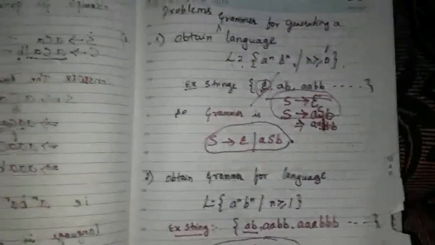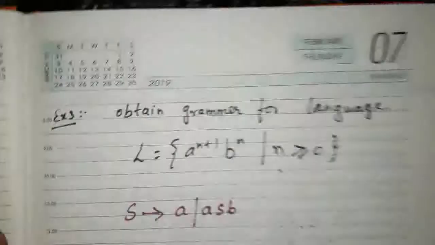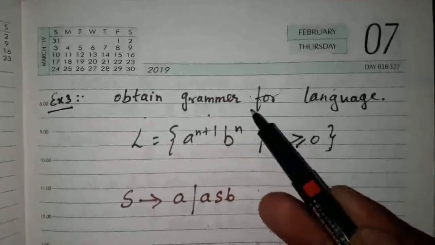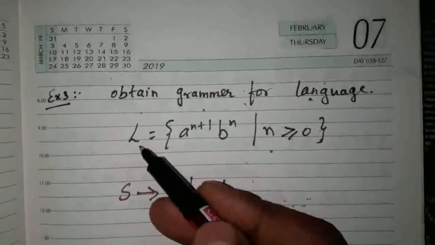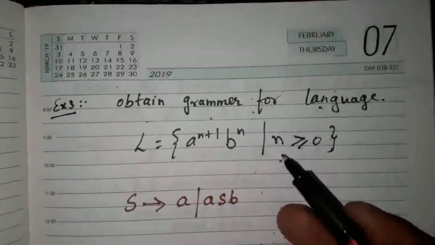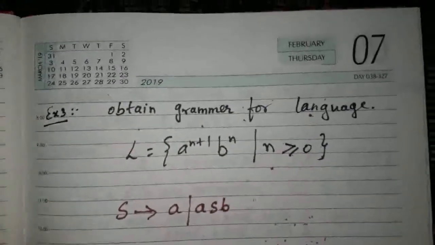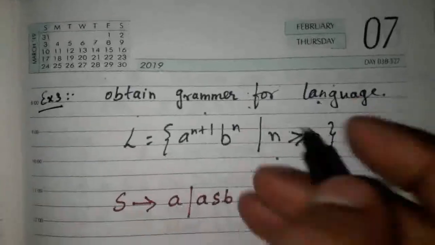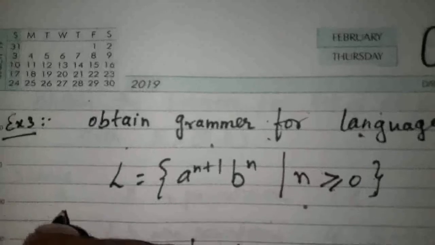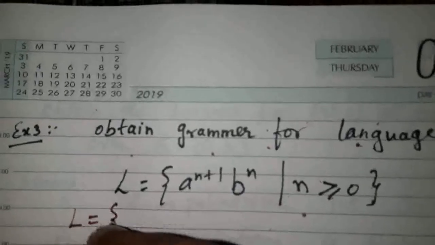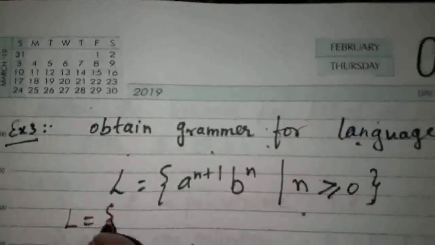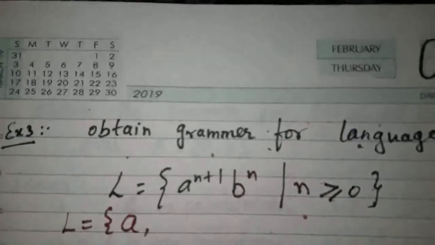Now let us take a look at the next problem. Obtain a grammar for the language L = a^(n+1) b^n, where n ≥ 0. Now let us consider, if the value of n is equal to 0, what is the string I will get? If n is equal to 0, the b part will not be there, so I will get only a, that is the basic string.